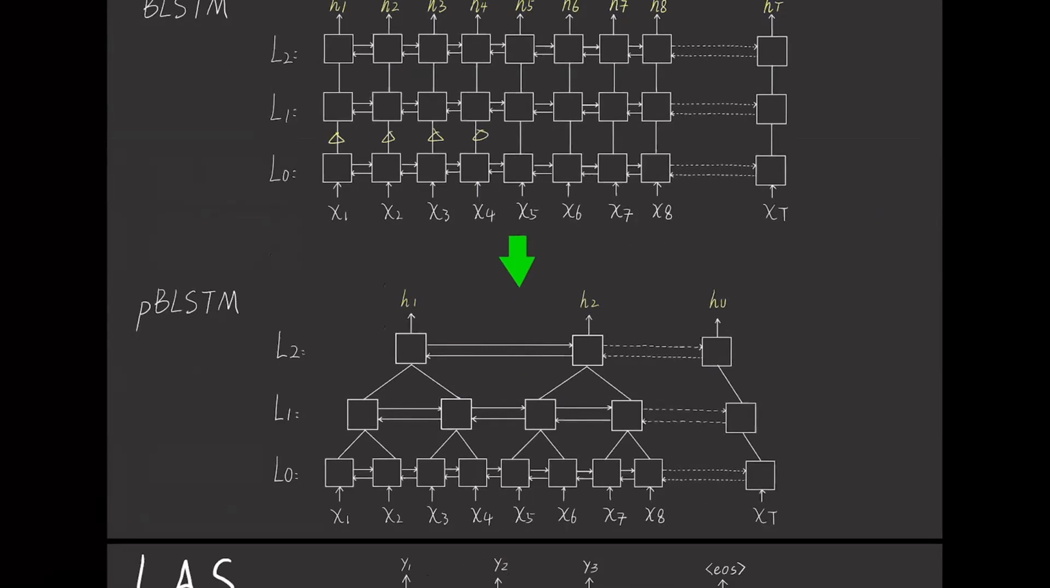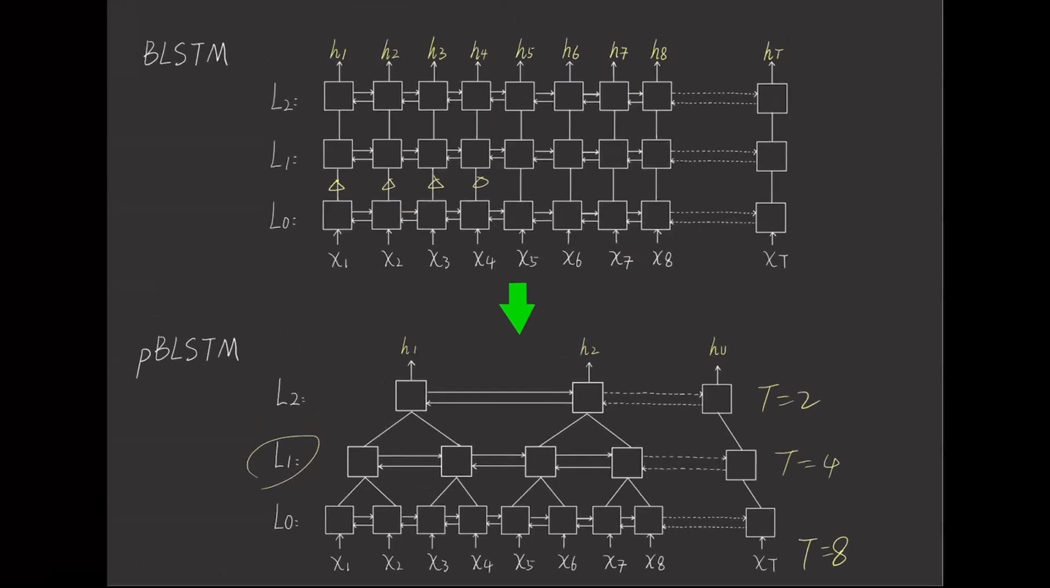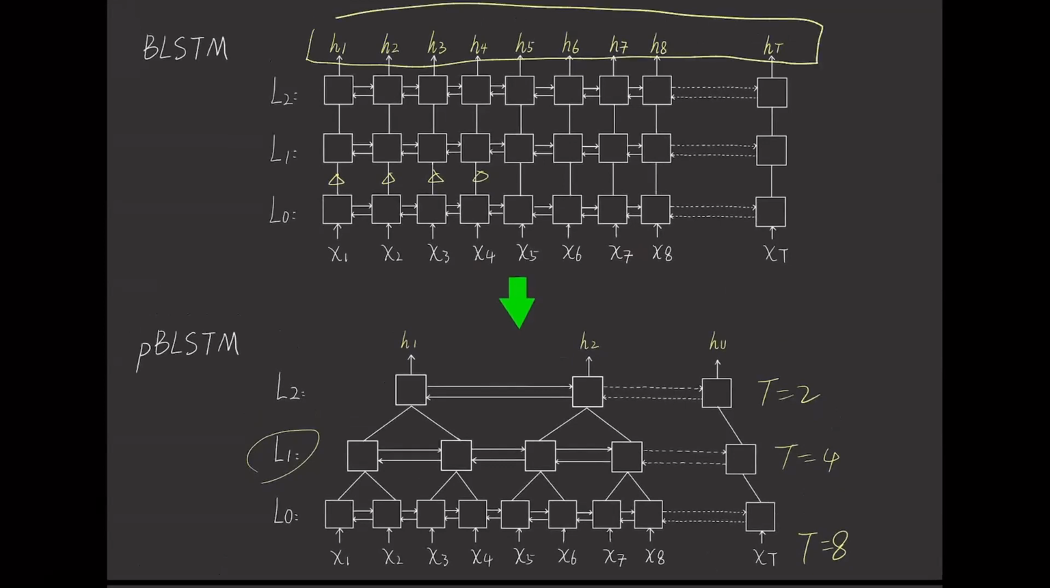So basically we can reduce these operations by halving the length of the time step each layer. For example, say T is 8 here. Then for the next layer, T will be halved, so your T would become 4, and then your T would become 2, et cetera. Originally you have an output which has 8 elements, but with a pyramid structure, you reduce it from 8 to 2. This is a great reduction.